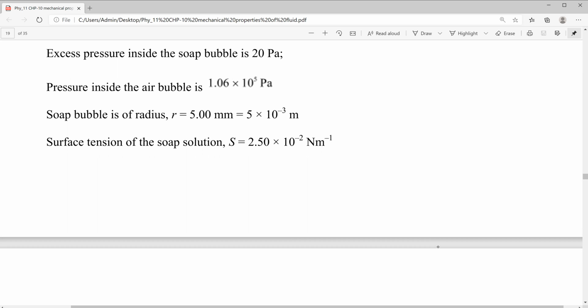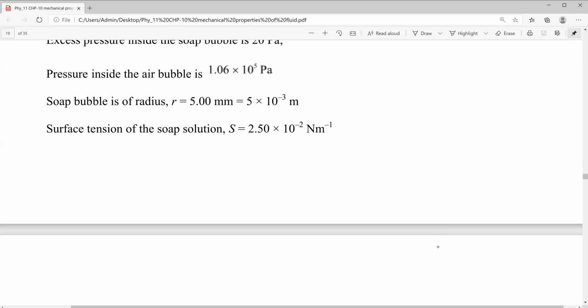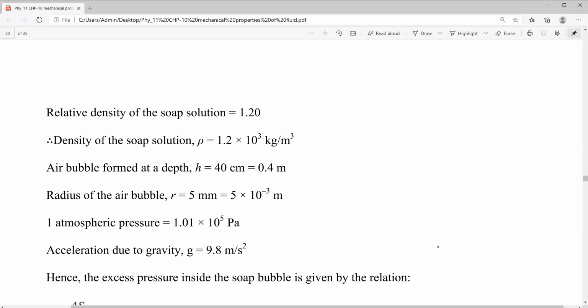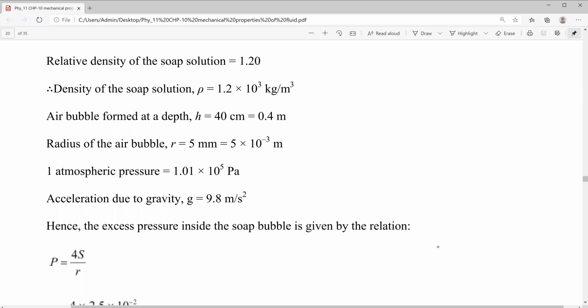And surface tension of soap solution they have given, S is equal to surface tension, sometimes it is represented as S, or you can use the letter T. So 2.50 into 10 to the power of minus 2 Newton per meter they have given. And relative density of soap solution is 1.20. Density of the solution rho is equal to 1.2 into 10 to the power of 3 kg per meter cube.